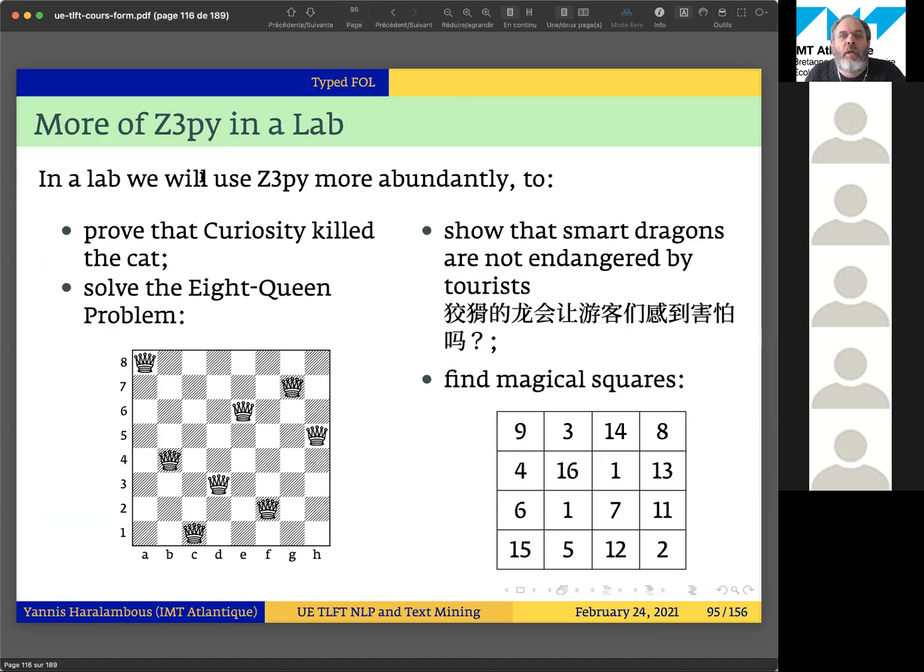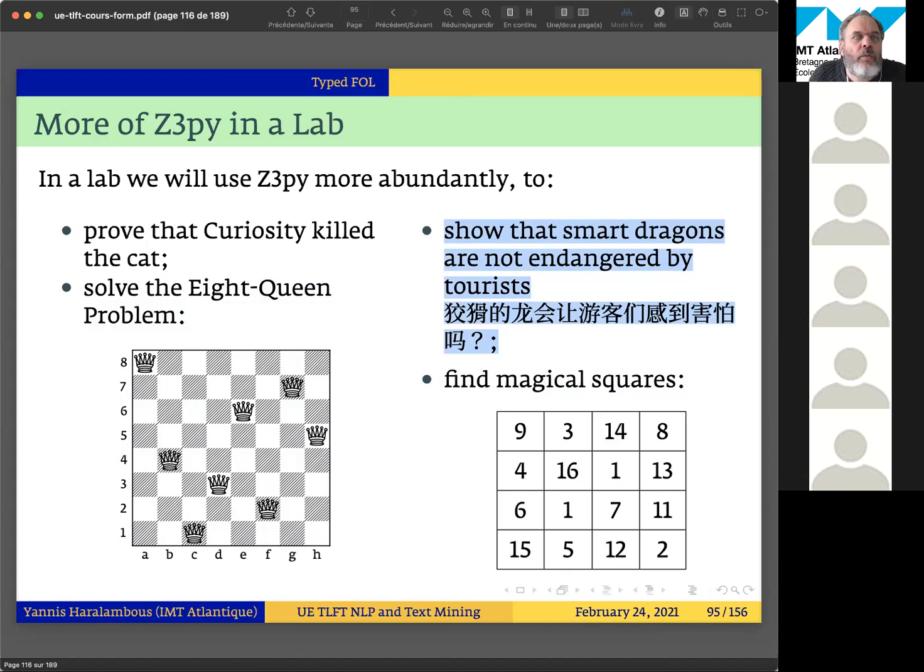And in the lab, you have here something which is still close to linguistics, since we have sentences and we want to prove something out of natural language sentences, and also some other problems that have nothing to do with natural language processing. At least these two, 8 queens and magic squares, are just to show you the possibilities of Z3. And here again, I have a problem with dragons. Show that smart dragons are not endangered by tourists.